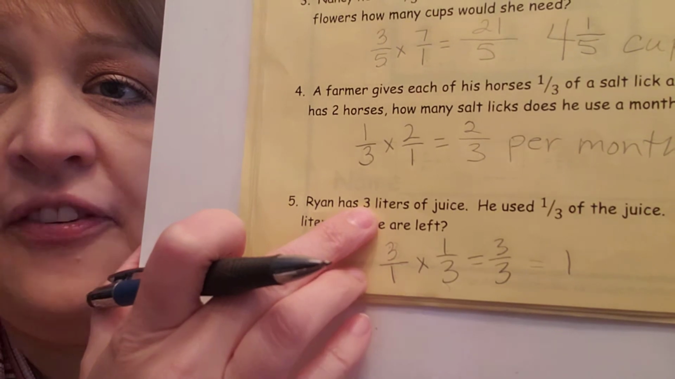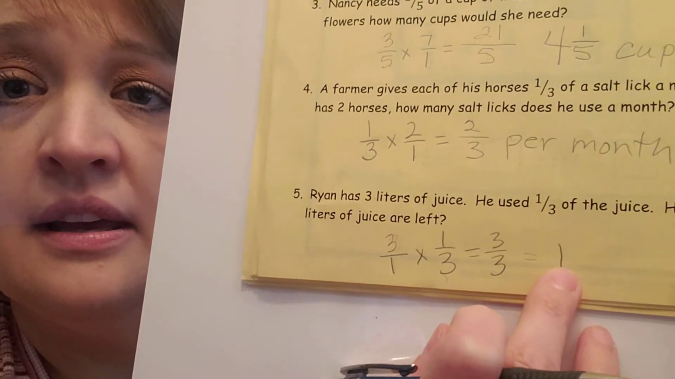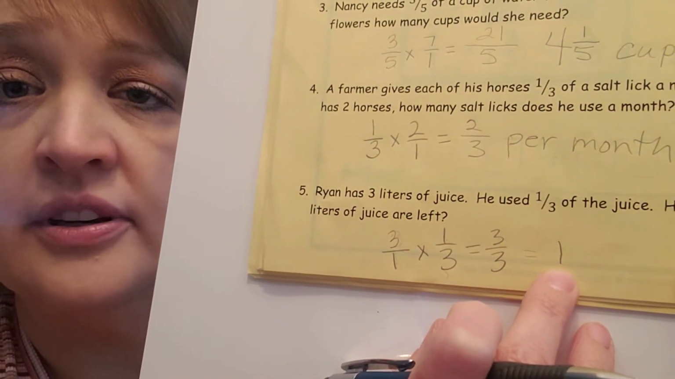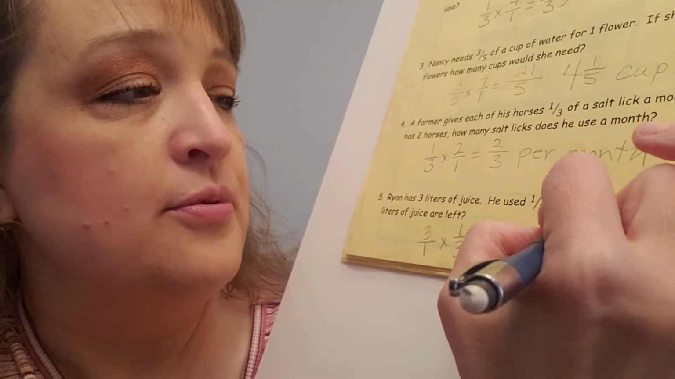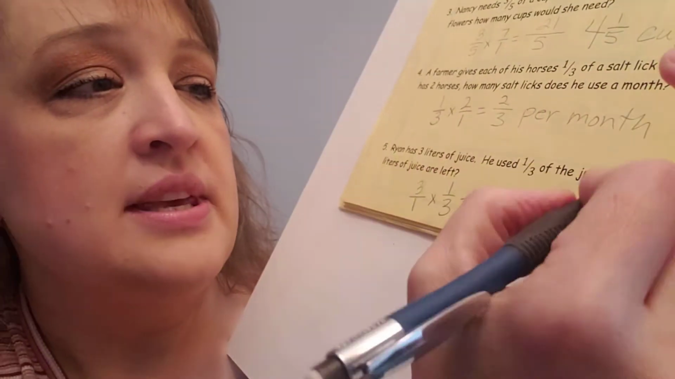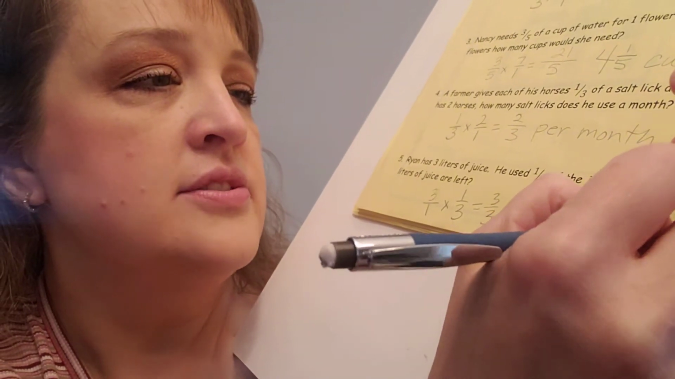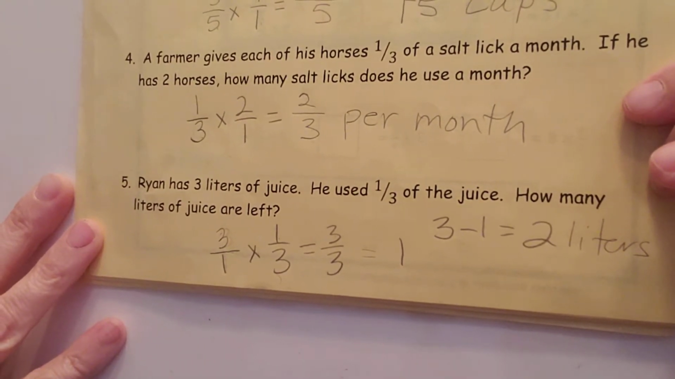Okay, so if he has 3 liters and he uses 1 liter, how many liters are left? So I'm going to have to take 3, subtract 1, and I get what? 2. So he has 2 liters left. That was a tricky one. Thanks for sticking with me on that one. All right, let's go to number 6. And then I'm going to let you do some of these by yourself to see if you can do them.